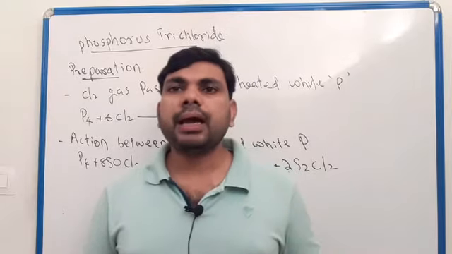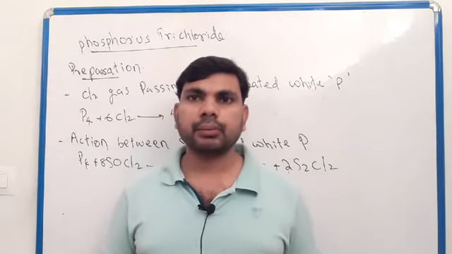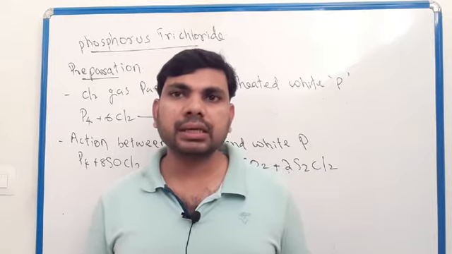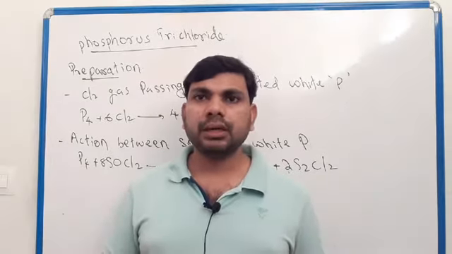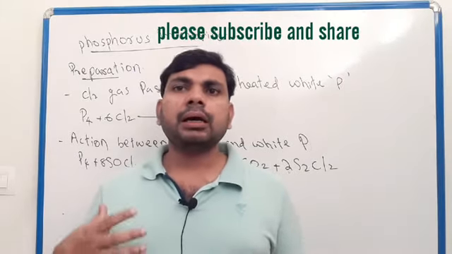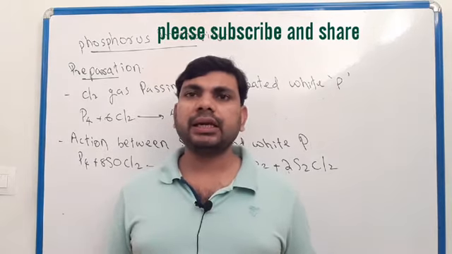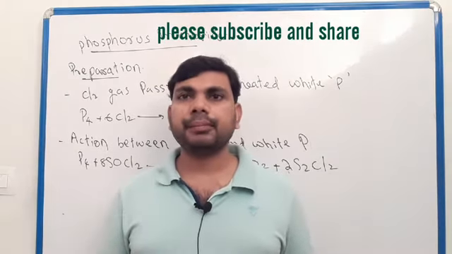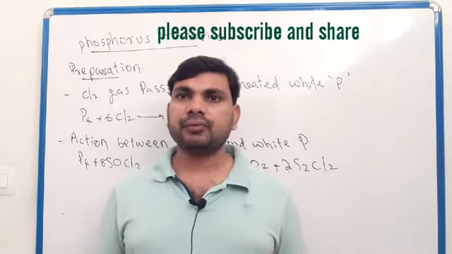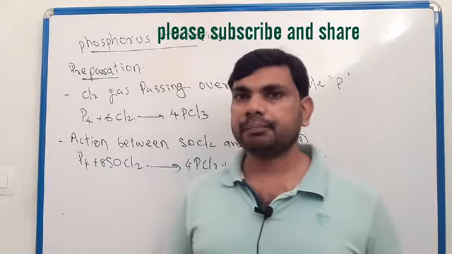Okay, next one, we have to understand important compounds of phosphorus. First one, PCl3. There are two important compounds we have to understand here, PCl3 and PCl5. PCl3 means phosphorus trichloride. First, we have to discuss phosphorus trichloride.